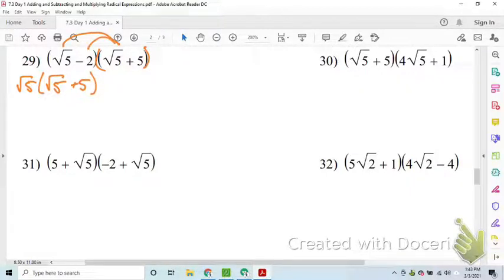Then I take negative 2, that's the second term here, and multiply it by the same thing, root 5 plus 5. These are not conjugates because they're not just opposites. They have a different second term. So it's not going to be as fun as the last one, if you want to call that fun.